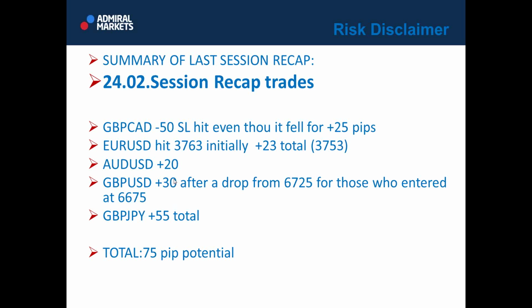GBPN was the best trade, giving plus 55 pips total, and in total it was a 75 pip potential. I'm not saying that it was a 75 pip potential for everyone. For some of you it may be different, but because I managed the trade live on Spider's Den, the Admiral Markets blog, and even my Facebook page, I think this should be the maximum number of pips. So it was a 75 pip overall potential. Some of you may have plus 5, some plus 20, some plus 50. I got around 50 pips out of this potential of 75 pips.